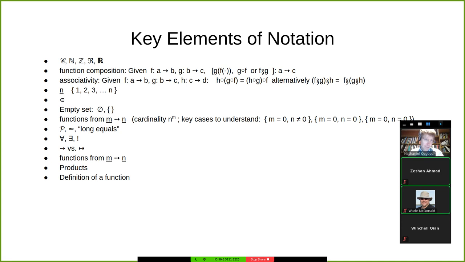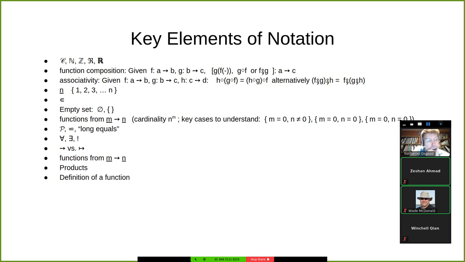A function from set A to set B assigns, for each and every element of set A, exactly one element of set B. And here, there's only one element of set A, and it assigns exactly one element of set B. And there are only two such functions.